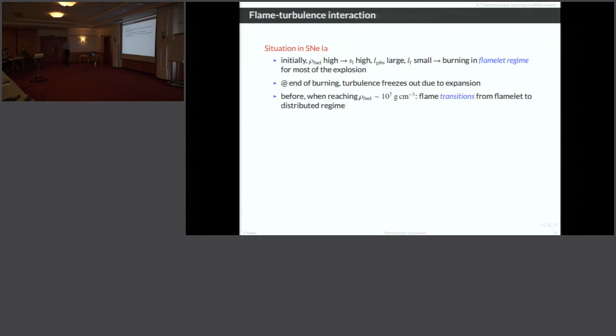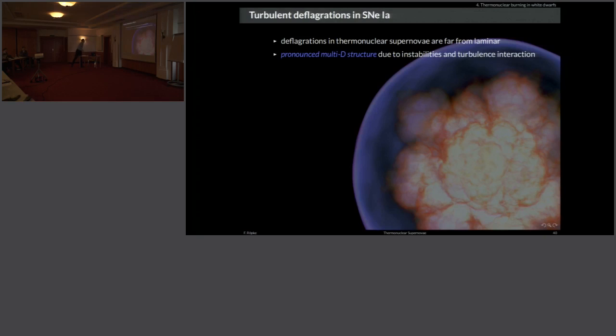So this is the situation in type Ia supernovae. We start out at high fuel densities where the laminar flame speed is high, the Gibson scale is large, the laminar flame width is small, and therefore burning happens in the flamelet regime for most of the explosion. And only at the end of the burning, turbulence freezes out due to expansion, but before that happens, at fuel densities of about 10 to the 7 grams per cubic centimeter, we have a transition of the flame from the flamelet regime into the distributed burning regime.